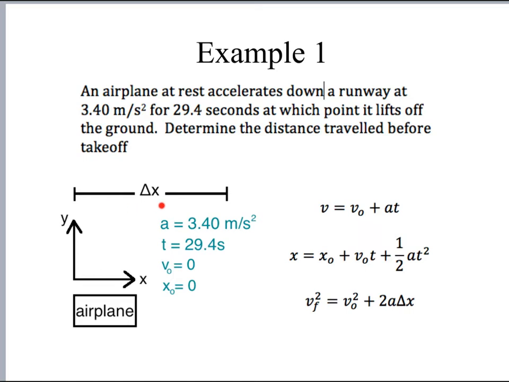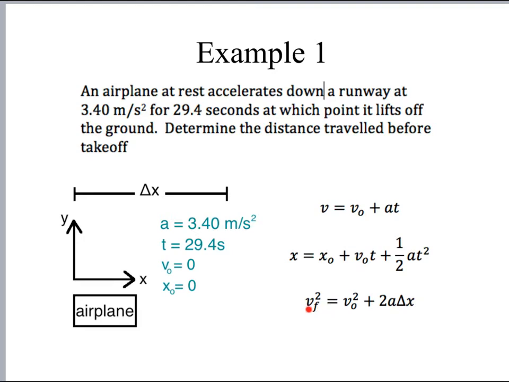Now I know it's going to travel some delta x, and that's what I'm looking for, but we're also given that there's an acceleration and a time. The initial velocity is 0, the initial position is 0. And we have these three equations, our kinematics equations for constant acceleration. So we're looking for an x, and so we might use this equation, we might use that equation. Obviously, we're not going to be able to use that first equation because it doesn't have an x in it.